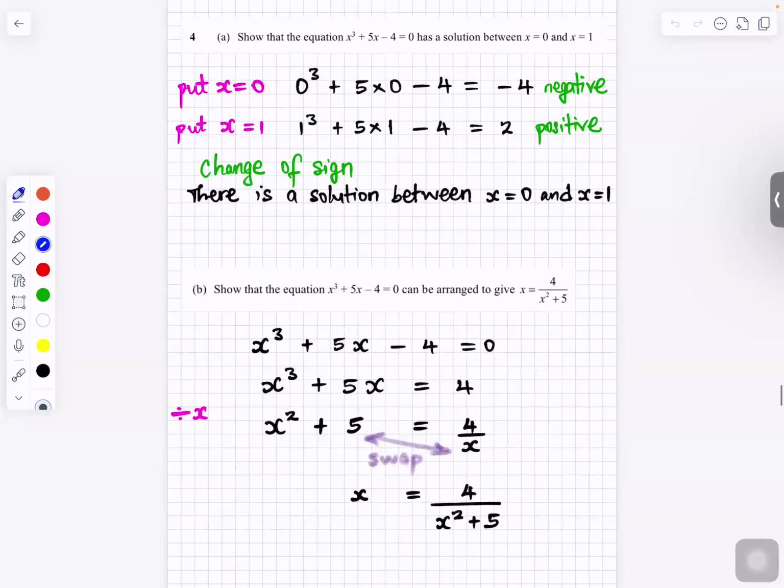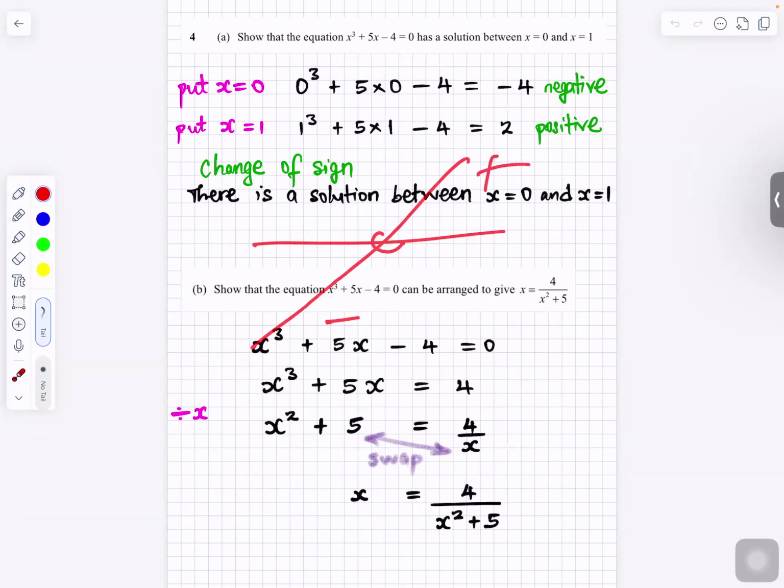This is a question that I've done in class before with students. The first thing is to substitute that 0 there. If the answer is negative, you write it down negative. You substitute 1 for X. If the answer is positive, you write positive. Because it has changed from negative to positive, there is a solution between them. That means the graph has gone through the x-axis. It's gone from negative to positive, so it must have passed through the x-axis.